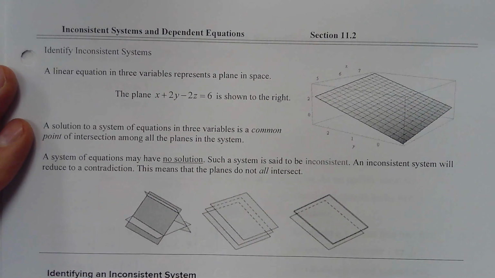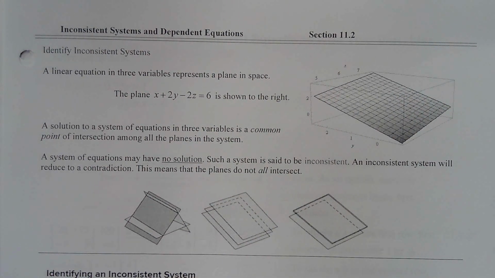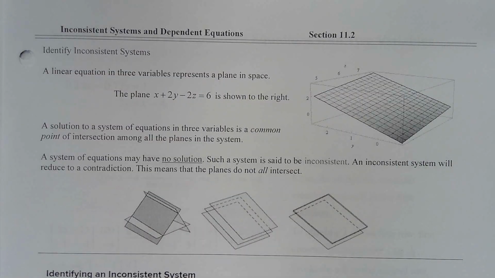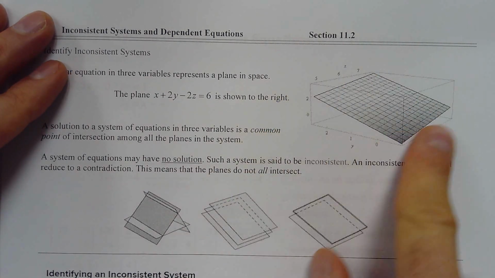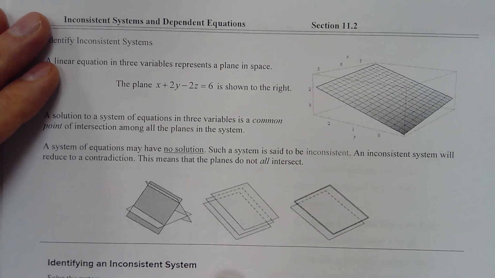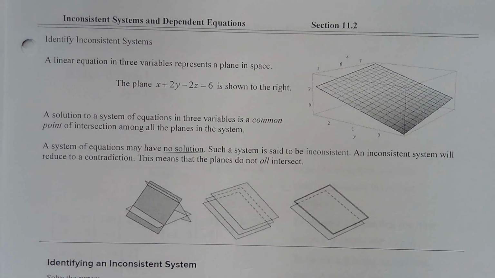Now, section 11.2 talks about inconsistent and dependent systems. We kind of saw a little bit of that before. Inconsistent systems, if it's a system of 2 equations, you're talking about 2 parallel lines. If you're talking about 3 equations and 3 unknowns, you're talking about a graph of a plane. And if you have a system of 3 equations and 3 unknowns, they all have to intersect at the same spot in order to have a solution.